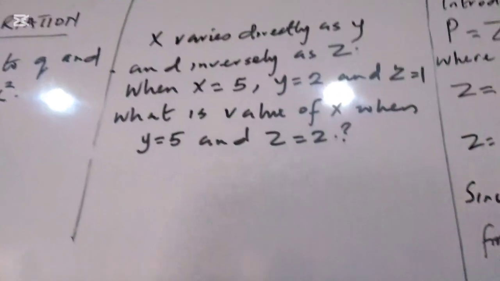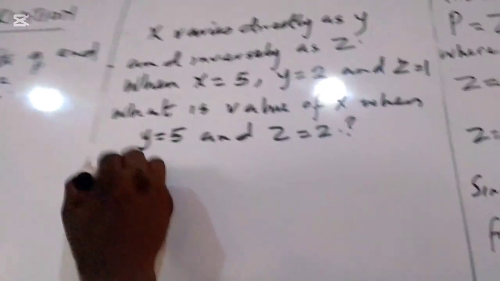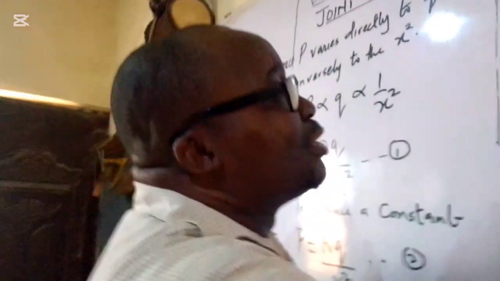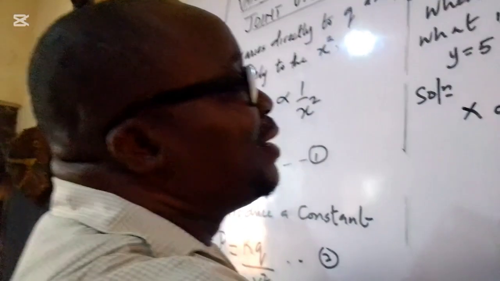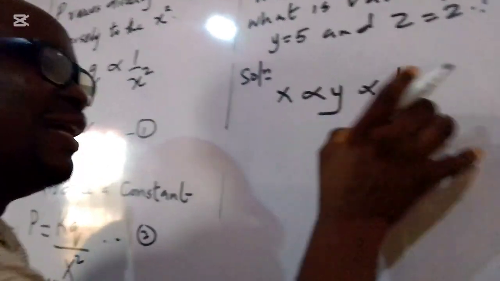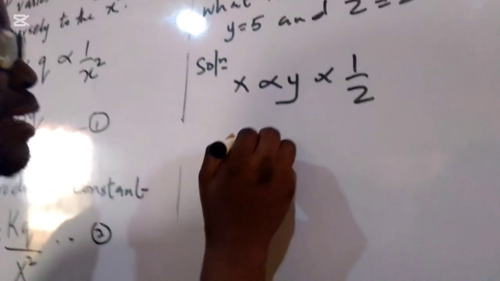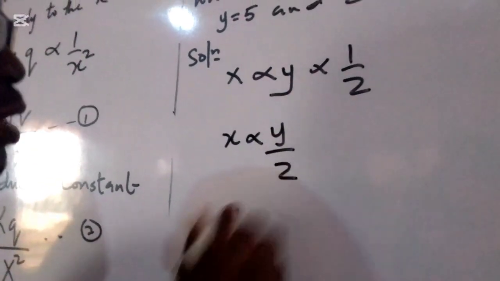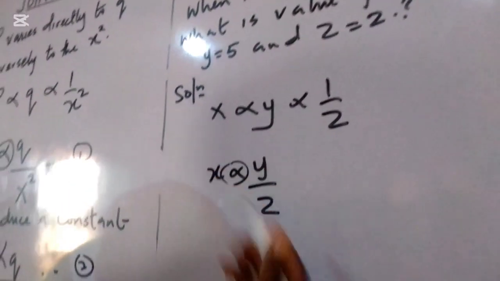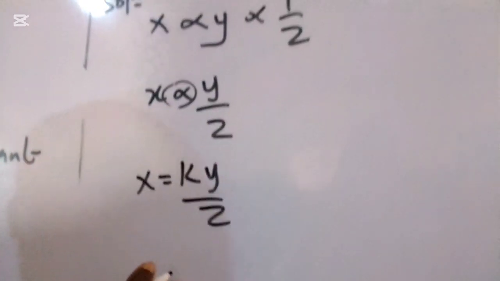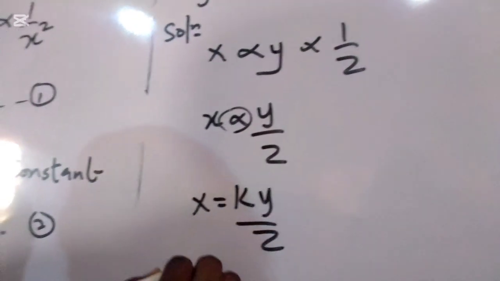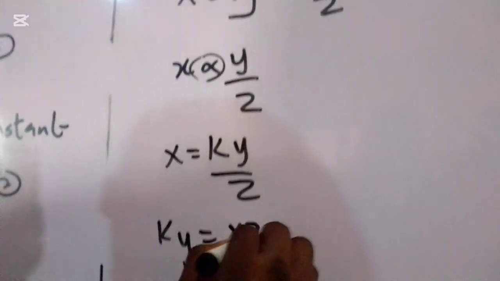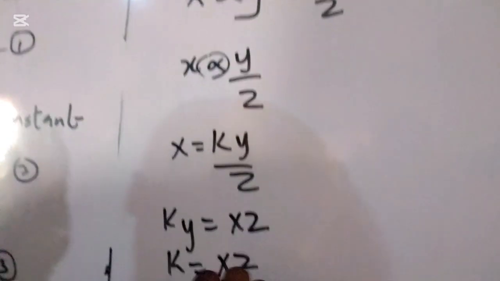So I'm looking for x. Solution. From the first sentence, it told us that x varies directly to y and varies inversely to z. So I can combine these two, the direct and inverse proportions. So I will say x varies to y and inverse to z. So to eliminate this, I introduce a constant. Let my constant be k. So I say x equals ky all over z. Let me make my k the subject of the formula. I will say my ky is equal to xz. So my k is equal to xz all over y.